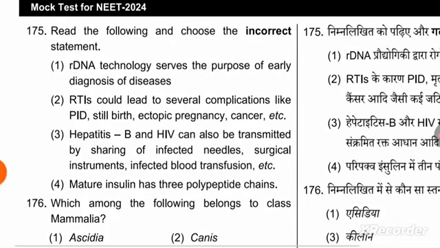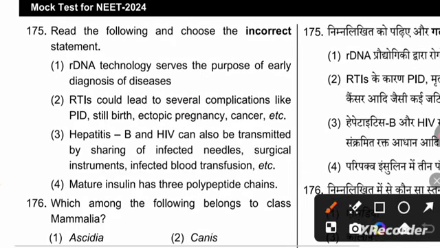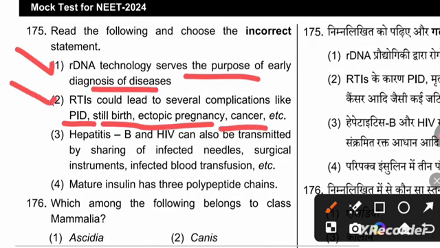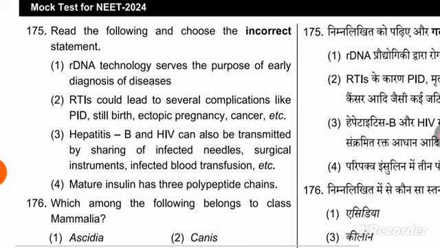175th question. Read the following and choose the incorrect statement. Recombinant DNA technology serves the purpose of early diagnosis of disease. This is the right one. Reproductive tract infection could lead to severe complications like PID, stillbirth, ectopic pregnancy, cancer, etc. This is also a correct statement. Hepatitis B and HIV can be transmitted by sharing infected needles. This is also correct. Mature insulin consists of 3 polypeptide chains. No, mature insulin consists of 2 polypeptide chains. So this is the incorrect statement. Let us move to the next question.